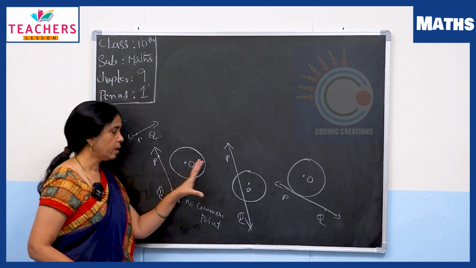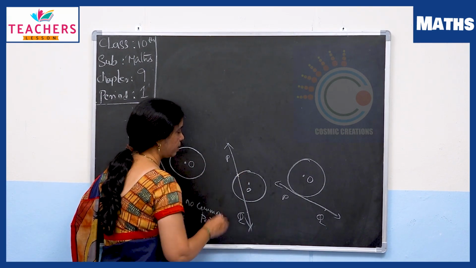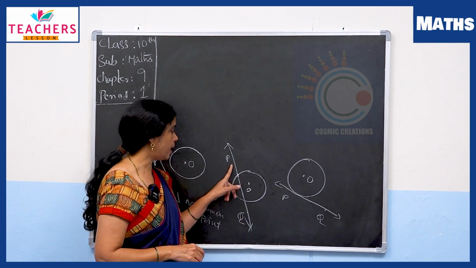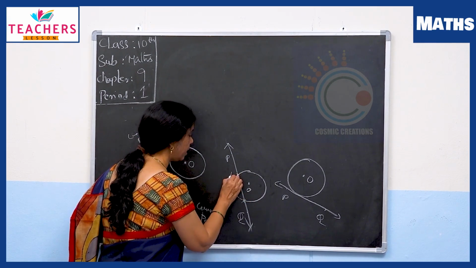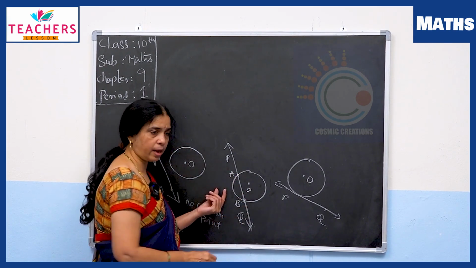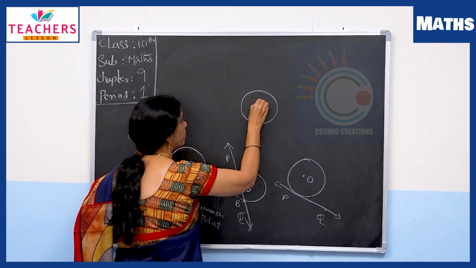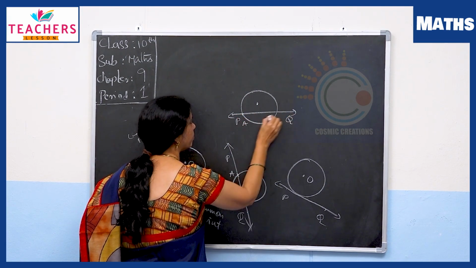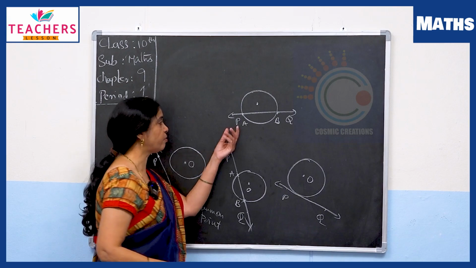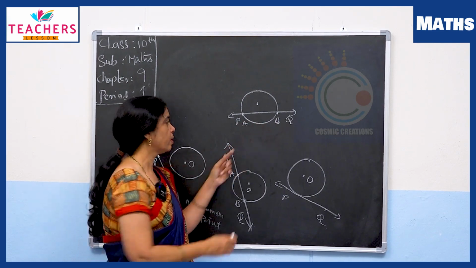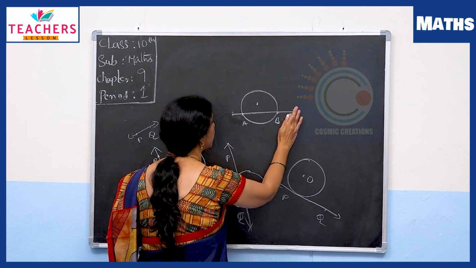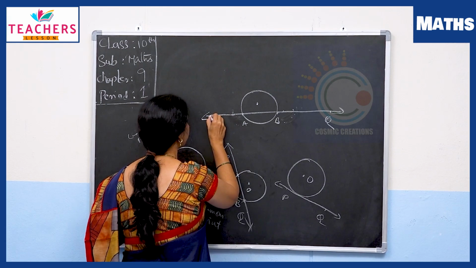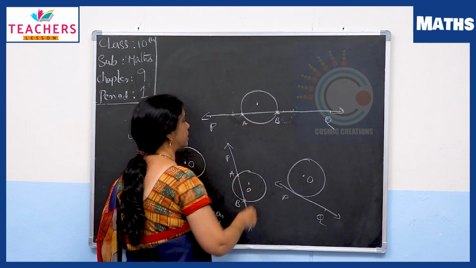Here you see, the line is intersecting, as you said earlier. The line and the circle are intersecting at 2 points A and B. The line is PQ, don't get confused. A and B are the intersecting points.